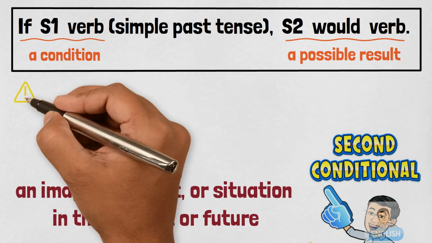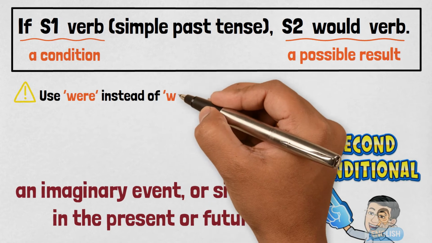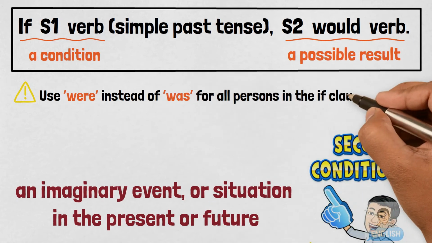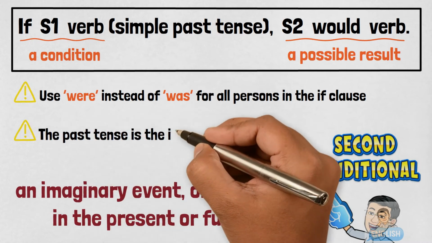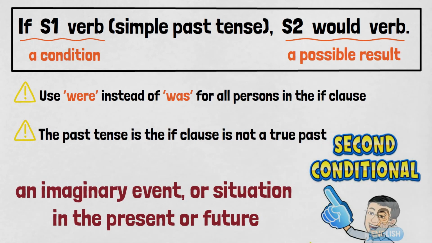Please note that we can use were instead of was for all persons in the if clause of type 2 conditional sentence. The past tense in the if clause is not a true past. It's a subjunctive, which indicates unreality in the present or future.